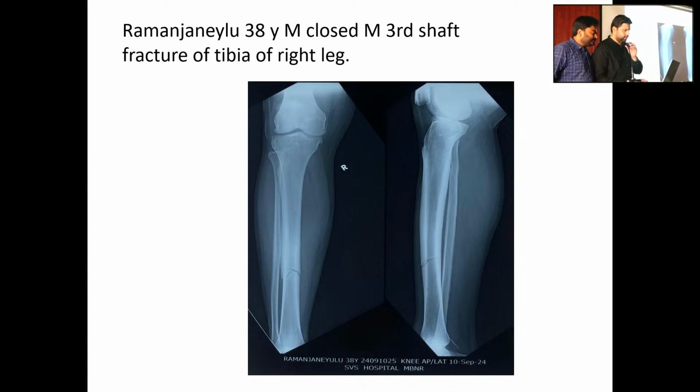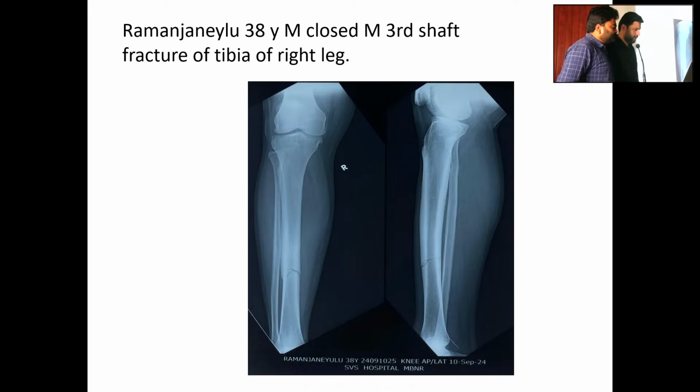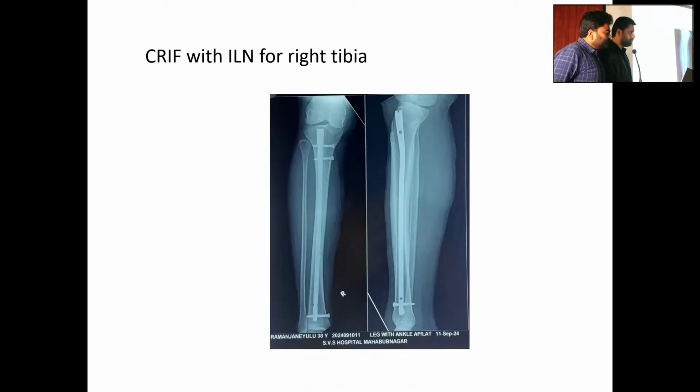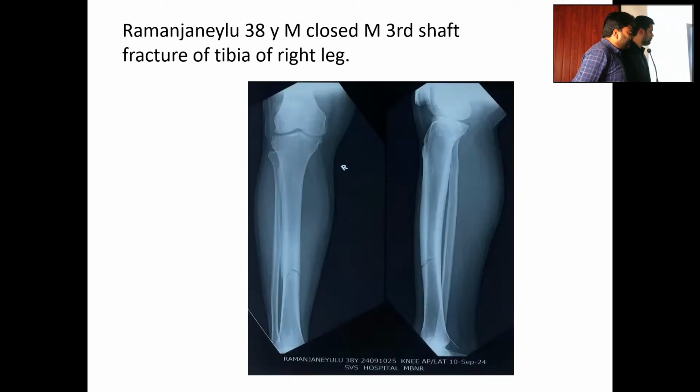A 38-year-old male with a closed middle third shaft fracture of right tibia, sir. We have managed with closed reduction internal fixation with interlocking. Is that mic working or not working? Considering the age, sir. Is it 38 or more than 38?